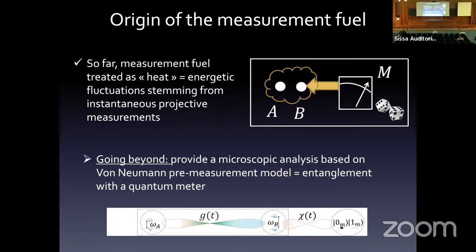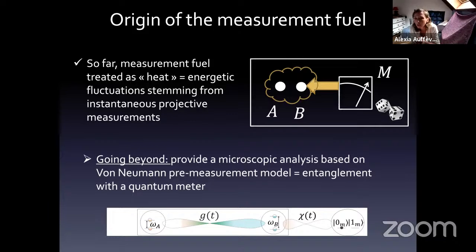10 minutes, perfect. So the final part of the talk is devoted to modeling the origin of the measurement fuel. So far, this measurement fuel, as I told you, I treated like heat because it corresponds to energetic fluctuations that stem from instantaneous projective measurement. So from the two-qubit system side, there is an input of energy that goes together with an input of entropy.